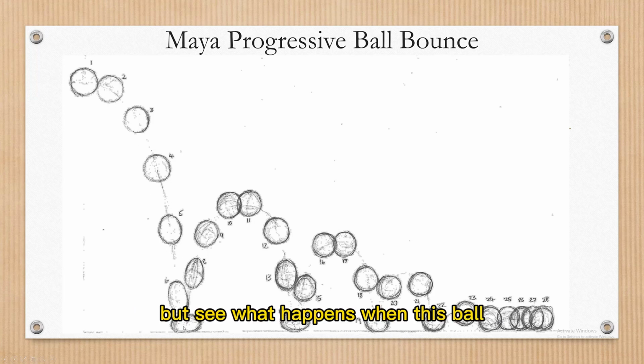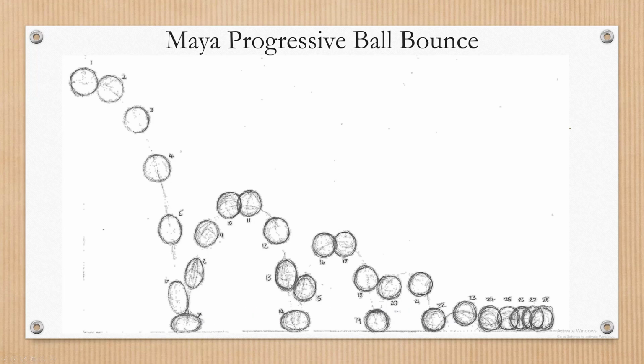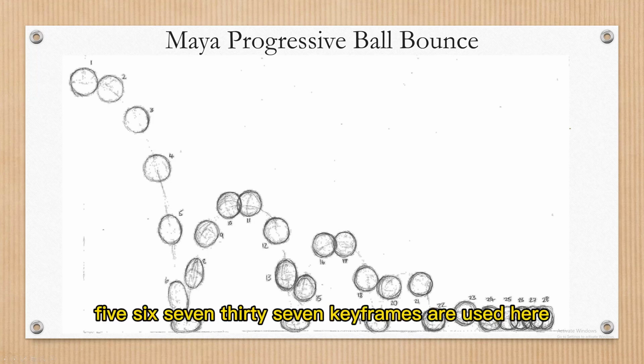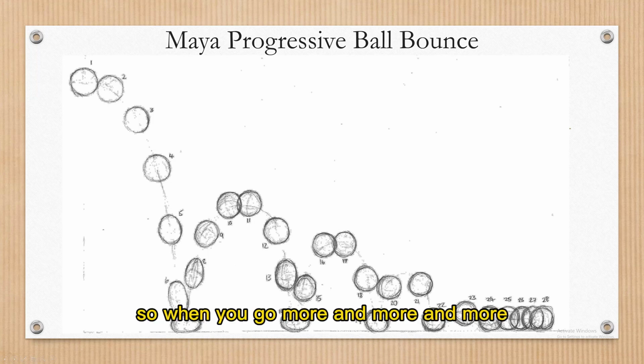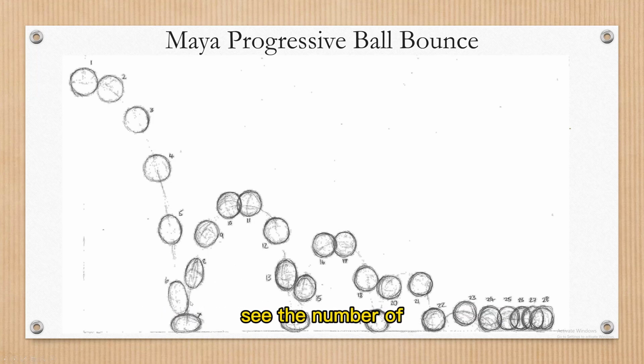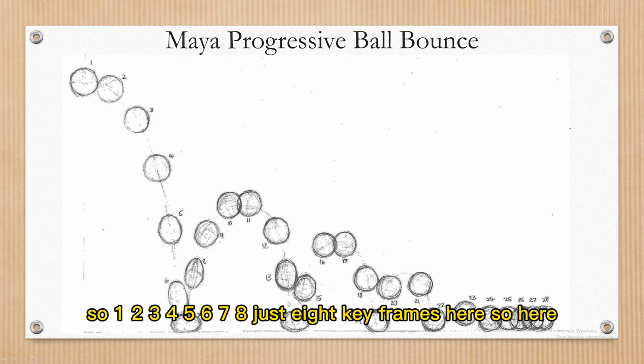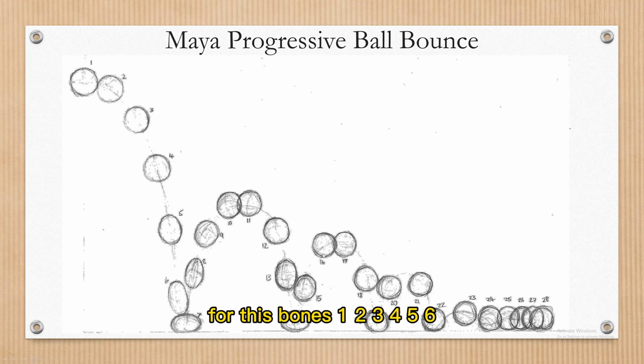But see what happens when this ball goes back to its normal position. Here 3, 4, 5, 6, 7, totally 7 keyframes are used, but when it's going back, they have hardly used 4 or 5. So as you go more and more, see the number of keyframes needed to create this kind of animation decreasing one by one. Can you see here? 1, 2, 3, 4, 5, 6, 7, 8, just 8 keyframes here. For this bounce, 1, 2, 3, 4, 5, 6. So 2 keyframes are totally lost when compared to this one.